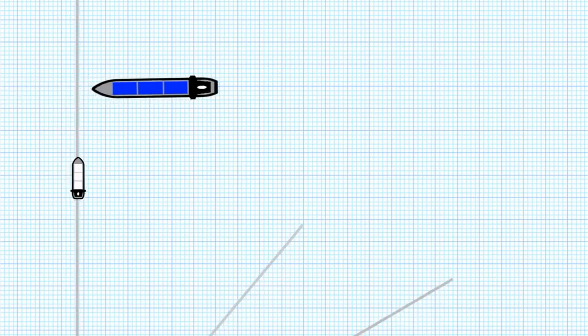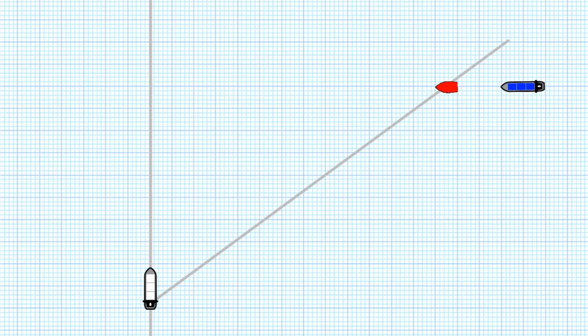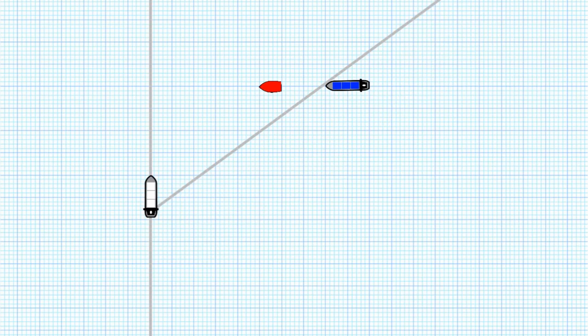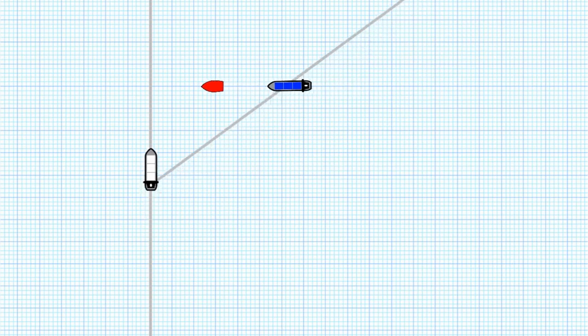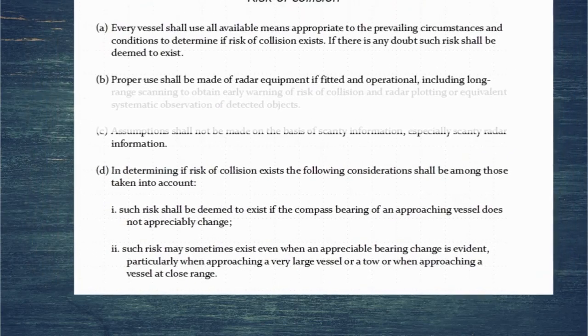What about a tow? If we go back to the same diagram, but we'll put a tug in front of the vessel. Now we're going to take a bearing of that tug and see what happens when we continue to approach each other. Looking down that same bearing line, we're no longer looking at the tug. The bearing of the tug has changed. But if we continue on, we can see there's still risk of collision. Even though that bearing change is evident, because we're approaching a tow which has a very long length, risk of collision still exists. And that brings us to the end of Rule 7.